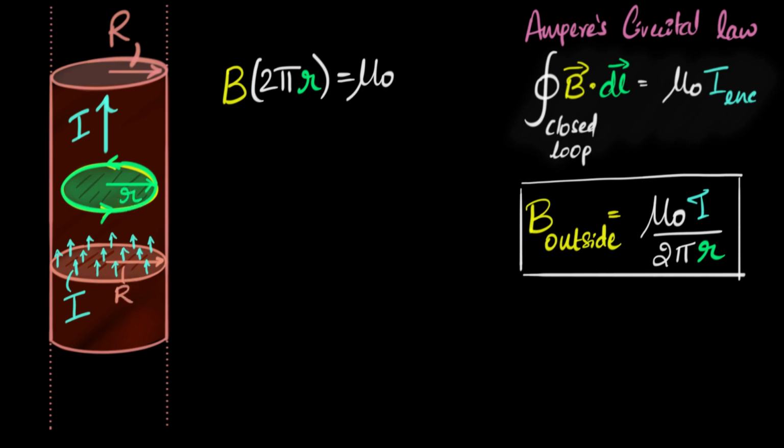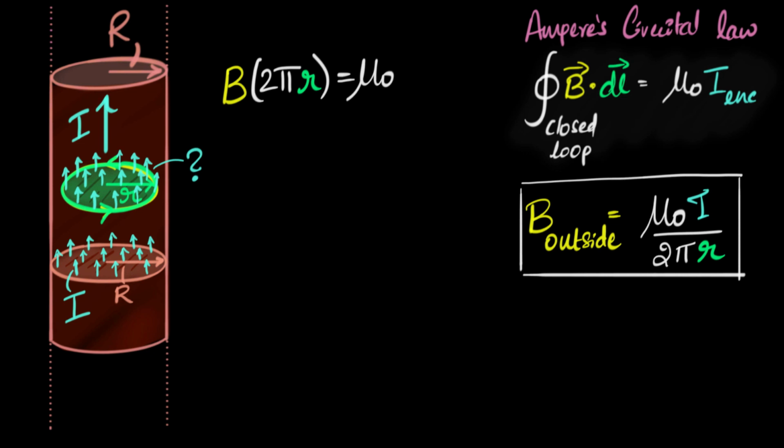So what we want to calculate, I enclosed, is the total current penetrating that area. And the question is, how much is that? Clearly, it has to be less than I, right? But how much? And how do we figure that out?